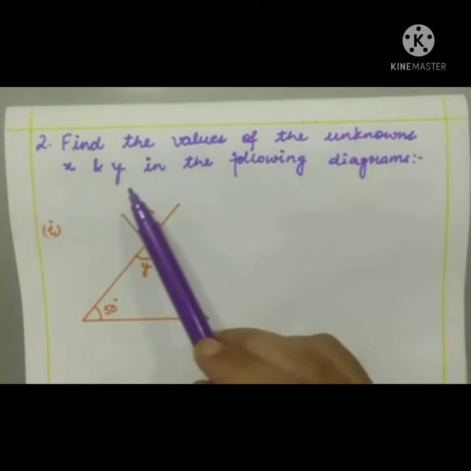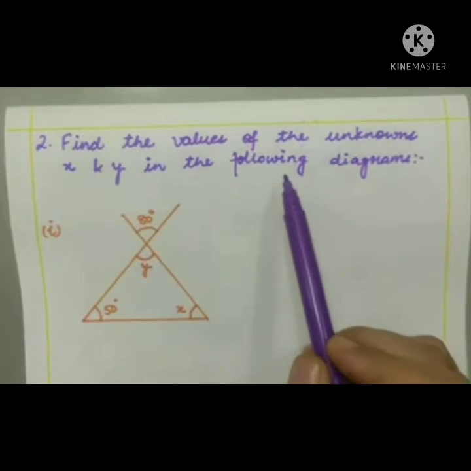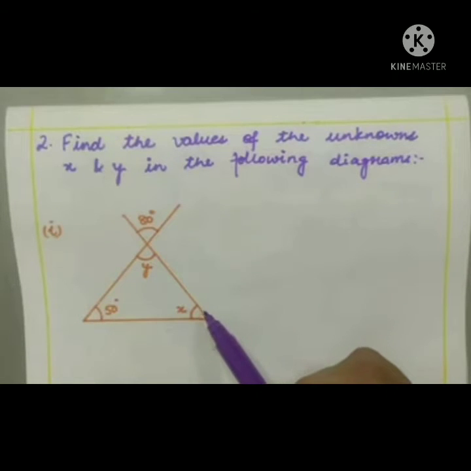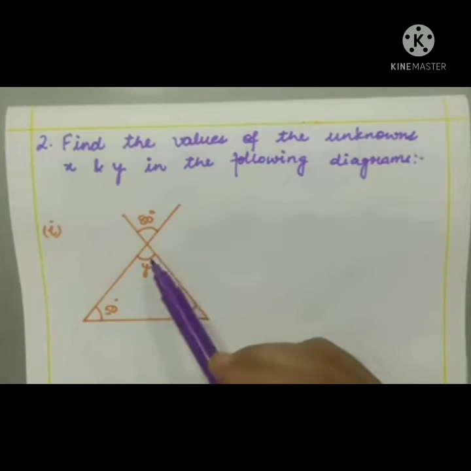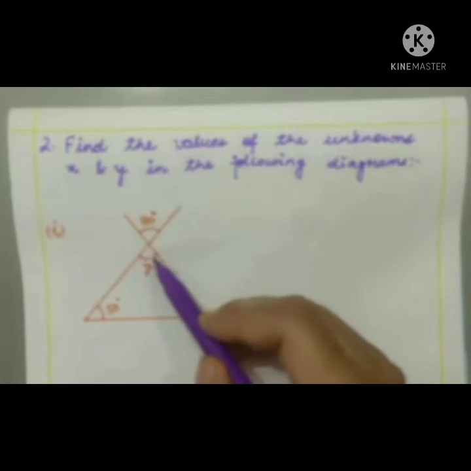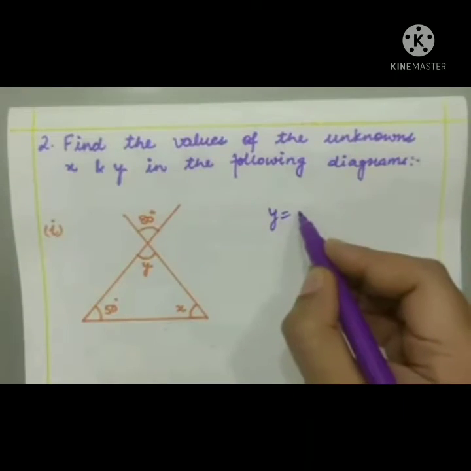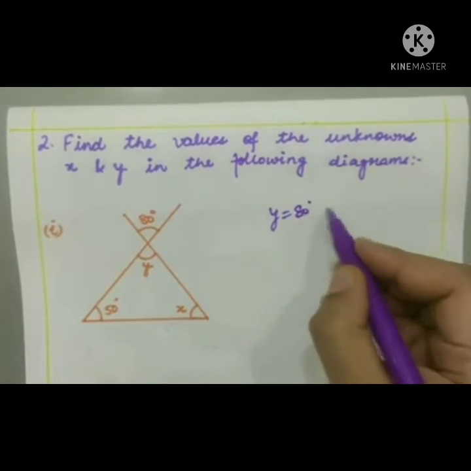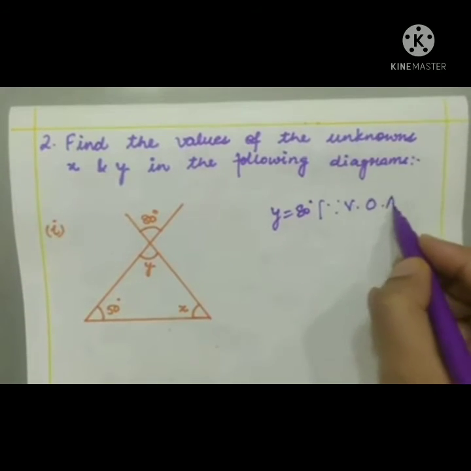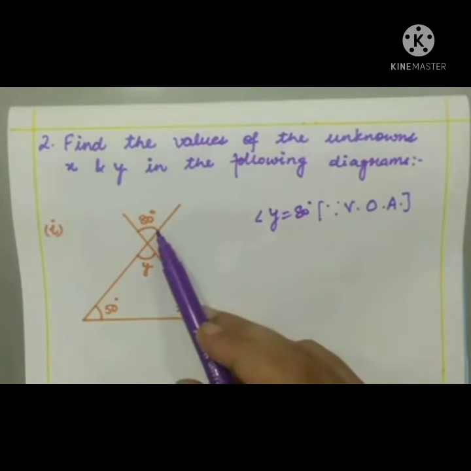So here in question number 2, find the values of the unknowns x and y in the following diagrams. Here we have to find the value of the two unknown values x and y. So see here, this is angle 80 degrees and this is y, and both angle y and angle 80 degrees are vertically opposite angles, and we know that vertically opposite angles are always equal. So angle y is equal to 80 degrees.